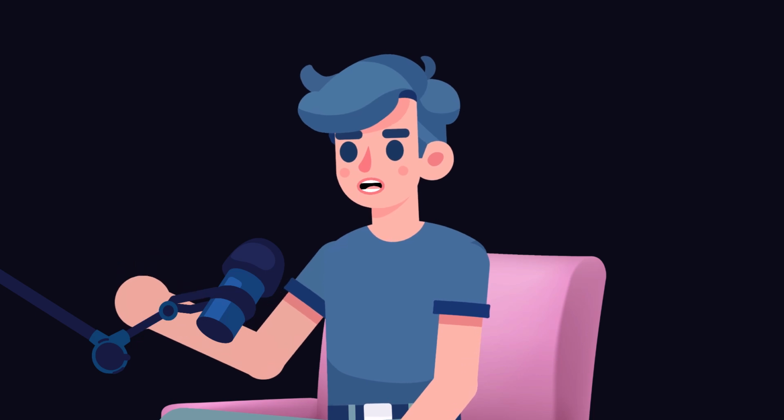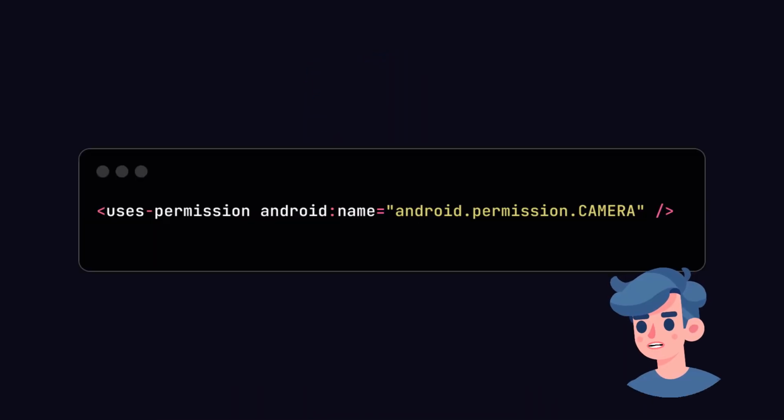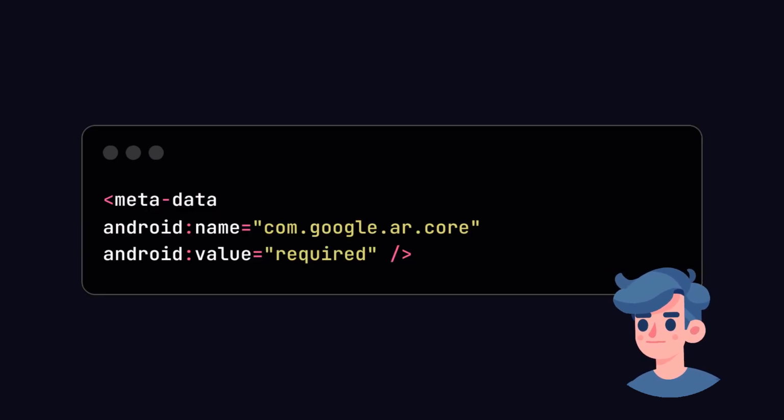After syncing, we'll prepare our app for camera permissions, which will be necessary for AR functionality. In your AndroidManifest.xml file, we need to request camera permissions. Add the following line inside the manifest tag. Next, we need to add the ARCore feature to the manifest. Just below the uses-permission line, include this.